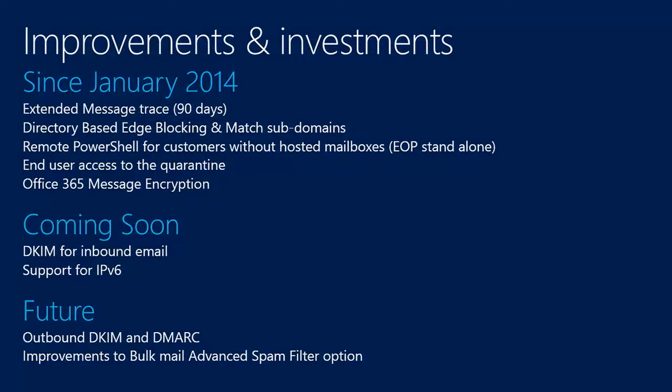Remote PowerShell was only available for Exchange Online customers and not EOP standalone customers. Now that's available. And user access to the quarantine was rolled out just a couple of weeks ago. And then we also have Office 365 message encryption, which is a policy-based message encryption for the service. Things that are coming soon, we have DKIM for inbound email, as well as support for IPv6. And then on our future roadmap, we have outbound DKIM and DMARC support, which is kind of a new generation of SPF checking, as well as improvements to our bulk mail advanced option filter. Right now, you can turn on one of our switches to stop bulk mail, and we're going to allow you to be even more granular with that rather than just on and off.